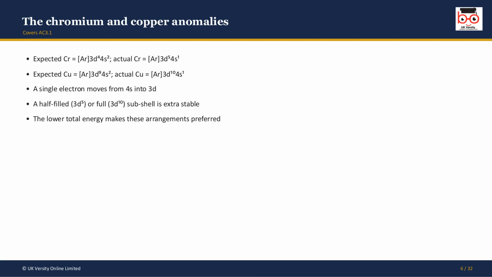Here are the two exceptions. Chromium is expected to be 3d4, 4s2, but it's actually 3d5, 4s1. Copper is expected to be 3d9, 4s2, but it's really 3d10, 4s1. In each case, a single electron shifts from the 4s into the 3d. The reason is that a half-filled 3d5 or a completely full 3d10 subshell is especially stable, and that lower overall energy is what the atom settles into.